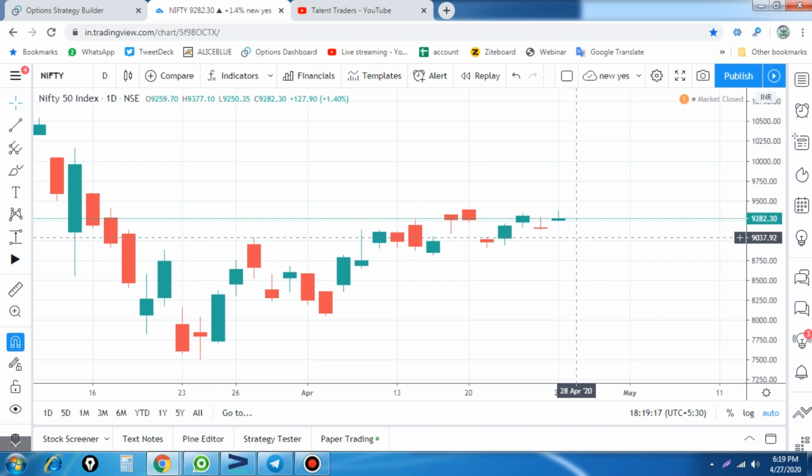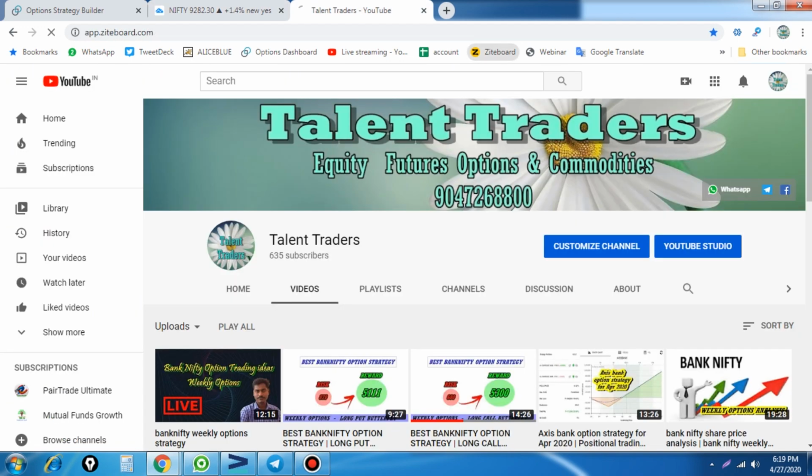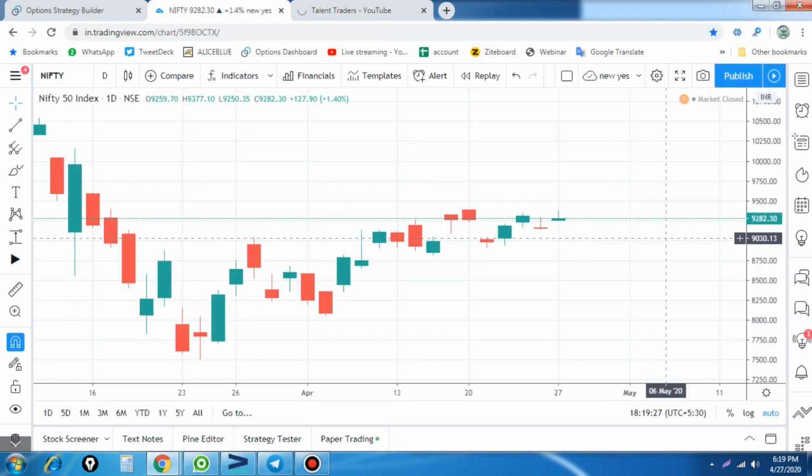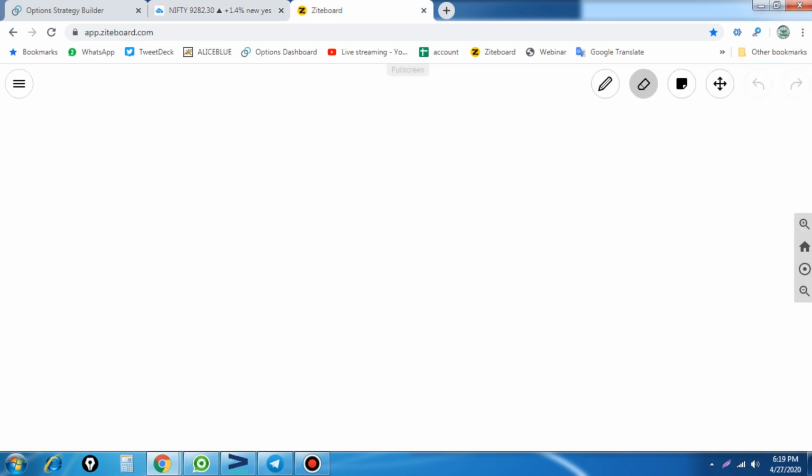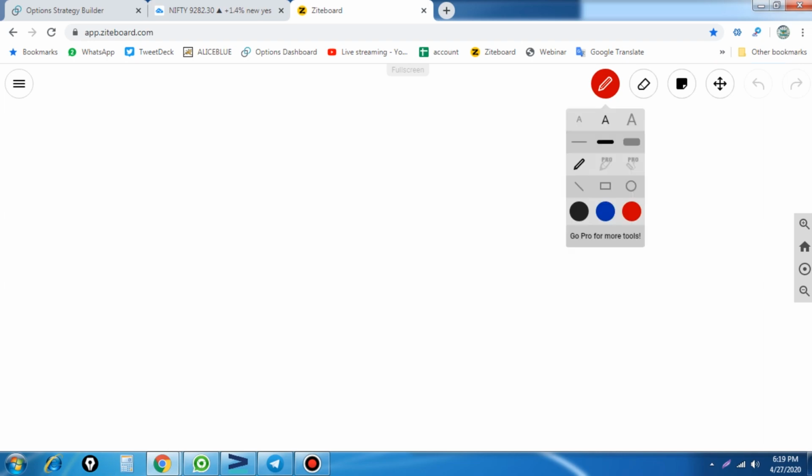In this kind of time, how can we effectively analyze these strategies, or what is the best thing we can apply? Nifty is trading around 9,282, that means 9,300. What I'm expecting is that Nifty will not move more than that. Let me show you what I'm expecting. The range for the Nifty is around this.